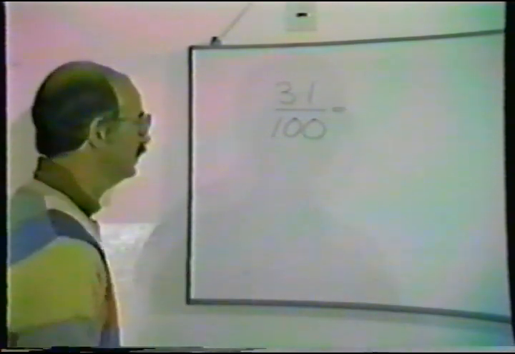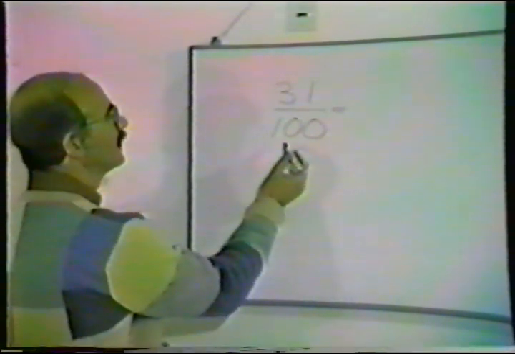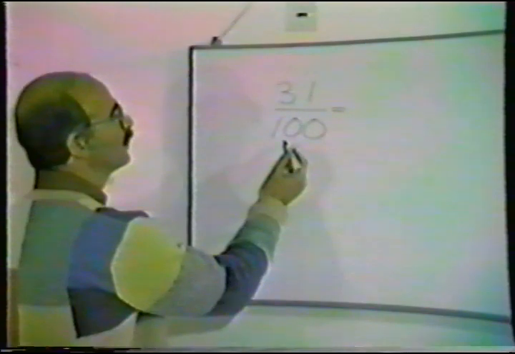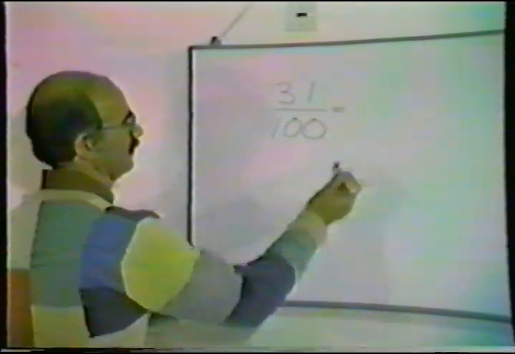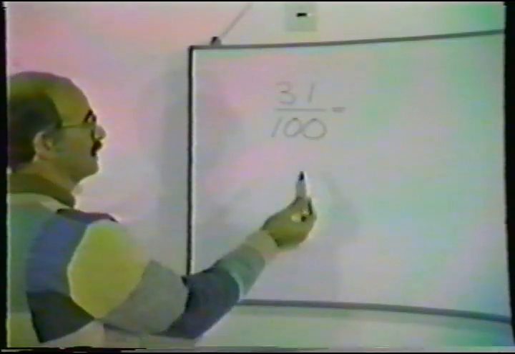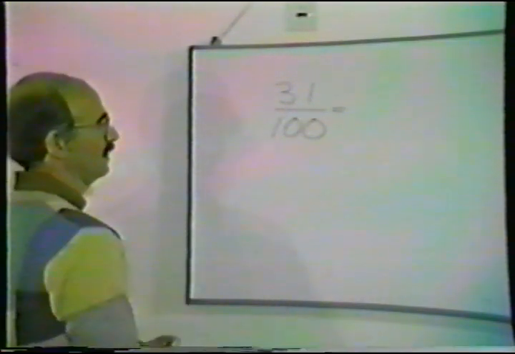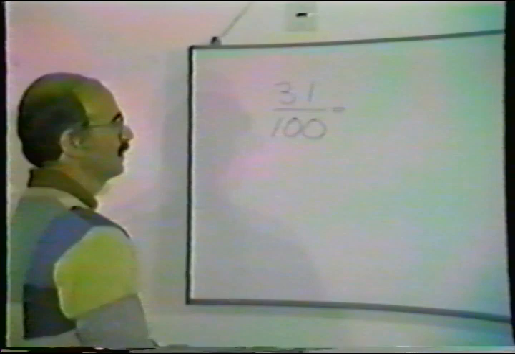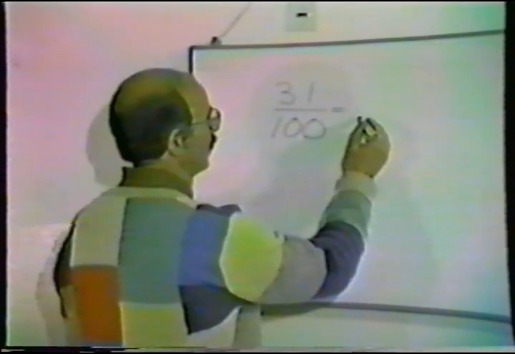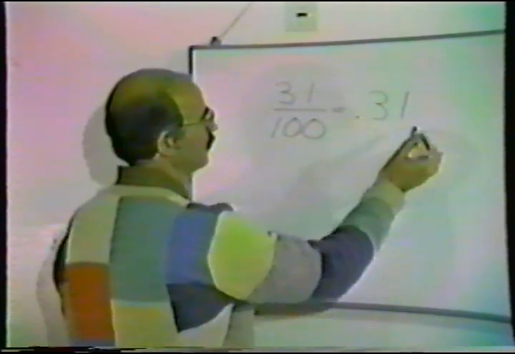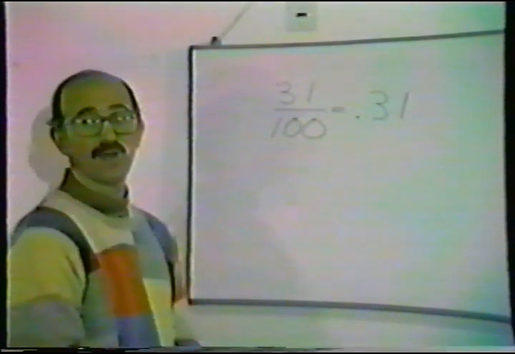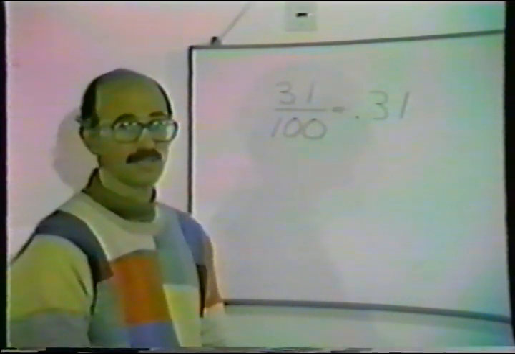Yes, it is. How many decimal places do we need for this decimal? 2. Because it is what? Read it for me. 31 hundredths. We know how to do that. 2 decimal places, the hundredths place.